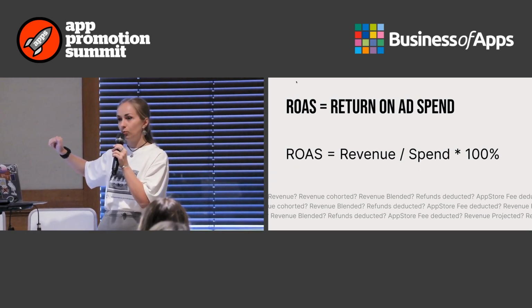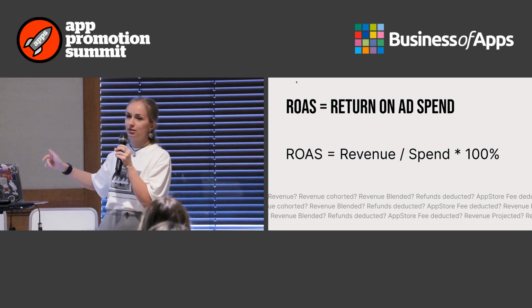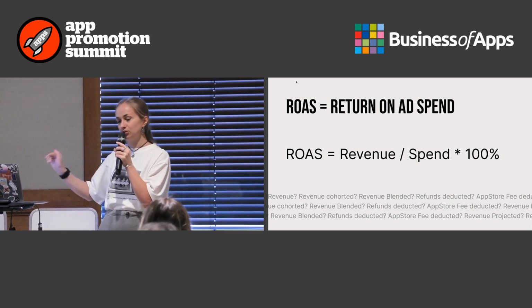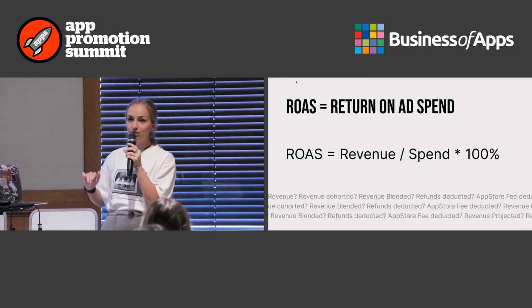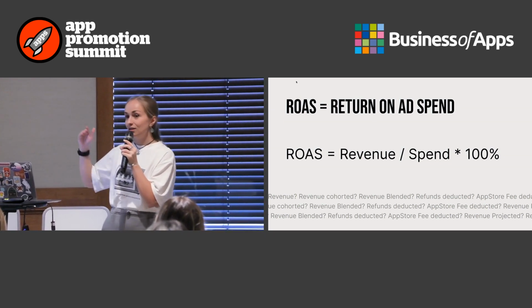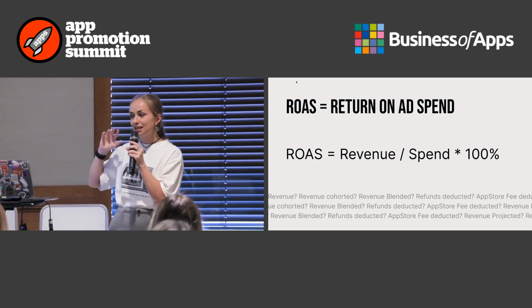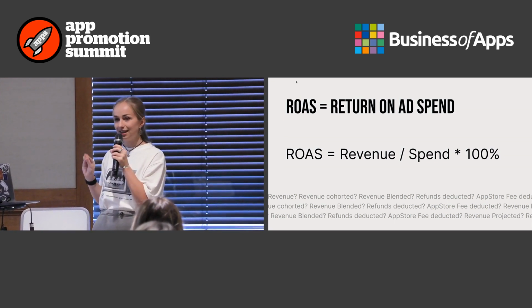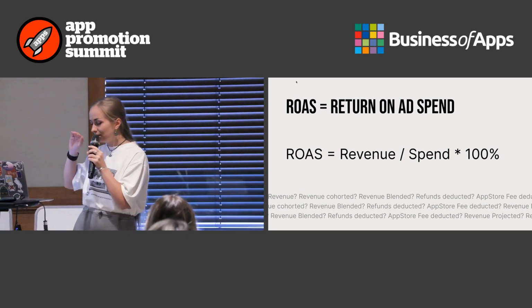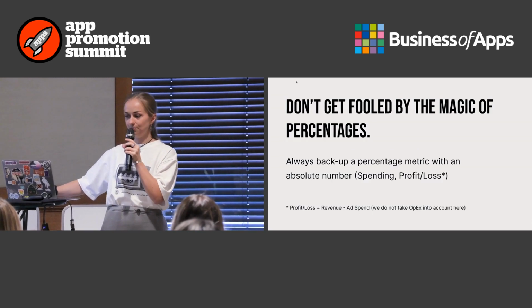What revenue? Is it cohort revenue? Is it absolute revenue? Is it revenue minus refunds? Is it revenue minus app store fees, commissions, maybe chargebacks? So even such a small formula can have a lot of caveats, a little bit of rocks underneath.